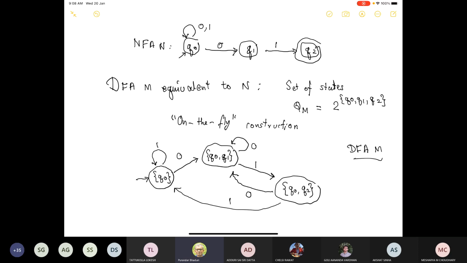So what is the set of final states? Or what are the final states? Anyone? Q0, Q2. That's right. So a final state is any set of states that has a final state in the NFA N as an element. And in this particular case, this happens to be only this one, because there is only one final state in the NFA N, that is Q2, and Q2 occurs as an element in only this particular set of states. So is this clear?